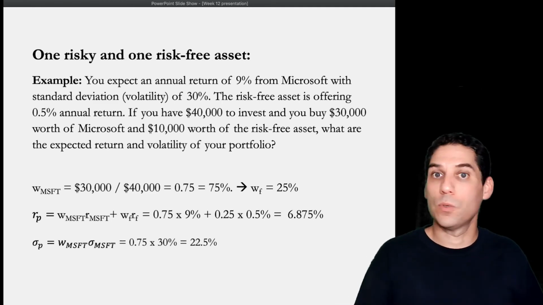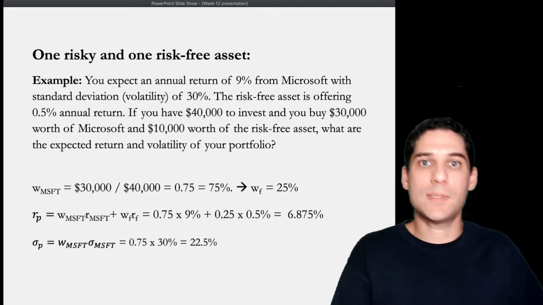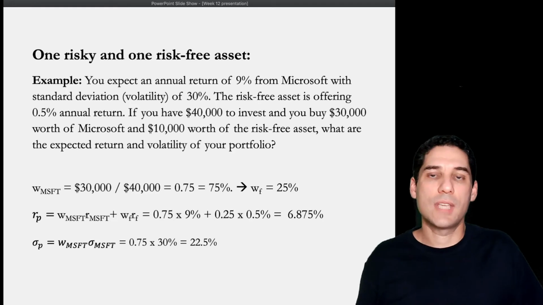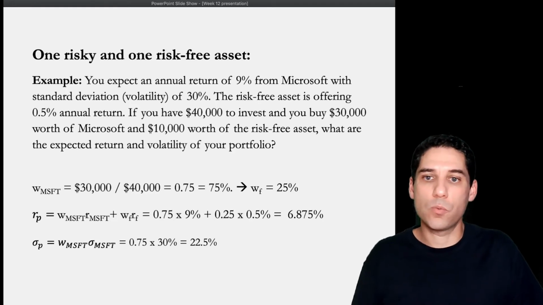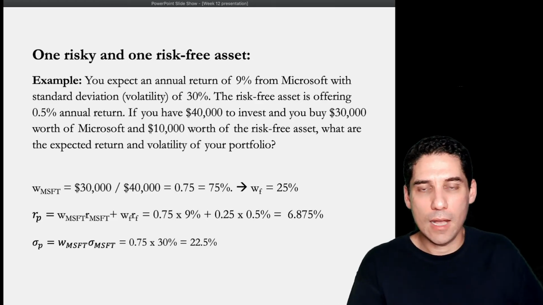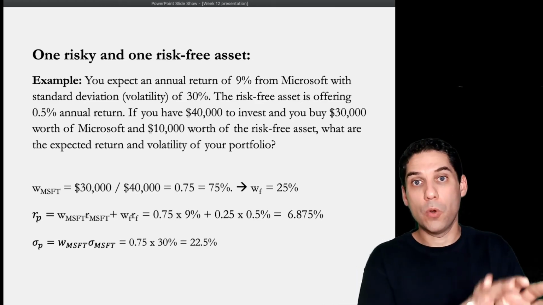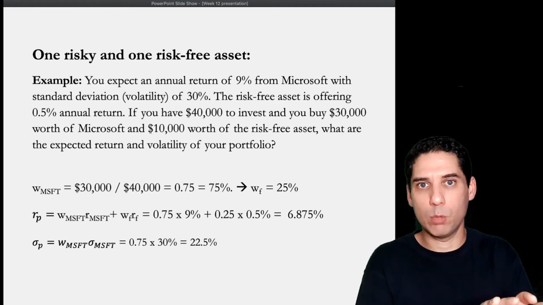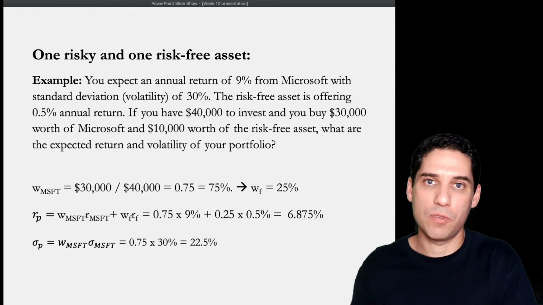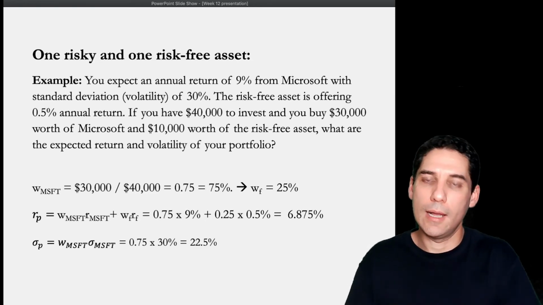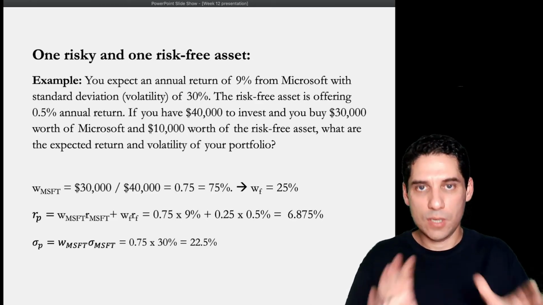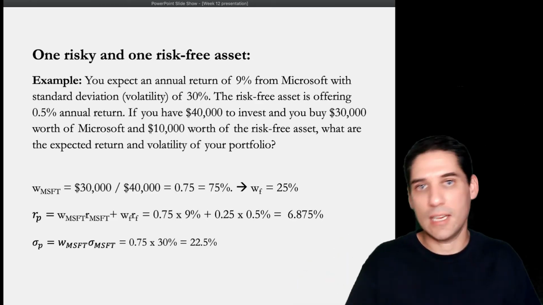Sigma P equals just the weight on the risky asset times the sigma of the risky asset. Remember from the previous slide. So the weight on the risky asset is 0.75 times its volatility, 30%, which gives 22.5%. So if Microsoft on its own, 100% with 30% volatility, is too risky for you, put some of your money in Microsoft, some of it in risk-free, so you reduce your expected return a little bit, but you also reduce your portfolio risk. So there's less uncertainty surrounding that expected return now.